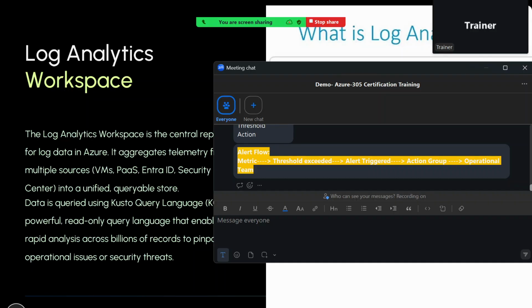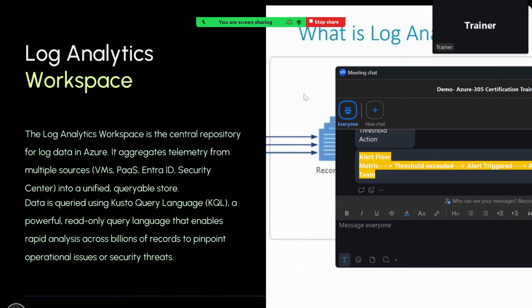Okay, now what is a Log Analytics workspace? If you see here, a Log Analytics workspace is a centralized repository for data in Azure.